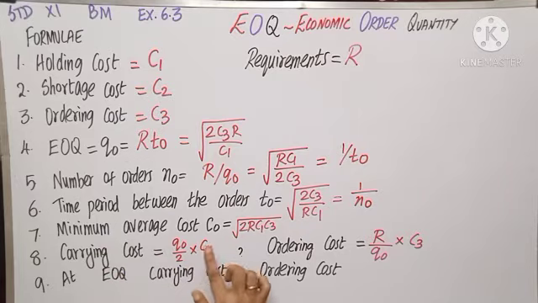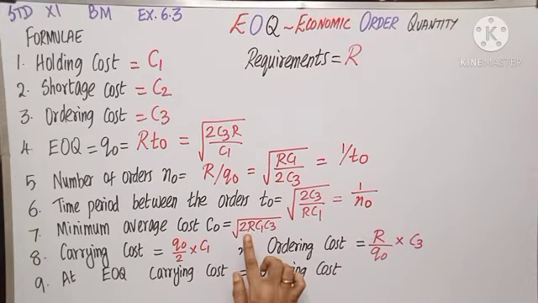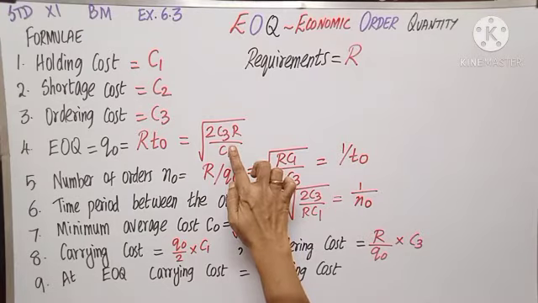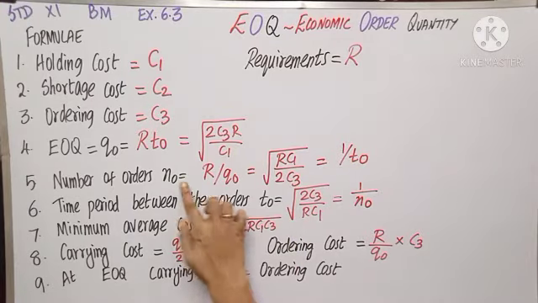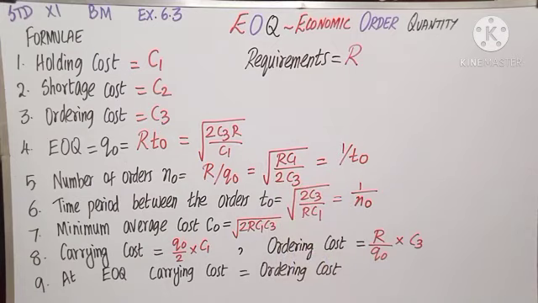Minimum average cost C0. This is very simple. We multiply all that we know: 2 into R into C1 into C3, under the root. So basically you have Q0, the EOQ formula, N0, and N0 reciprocal I can use for T0, and minimum average cost is root of 2 R C1 C3. We need to show in most of the problems that at EOQ, carrying cost equals ordering cost. Carrying cost is holding cost, so Q0 by 2 into C1, and ordering cost is R by Q0 into C3.